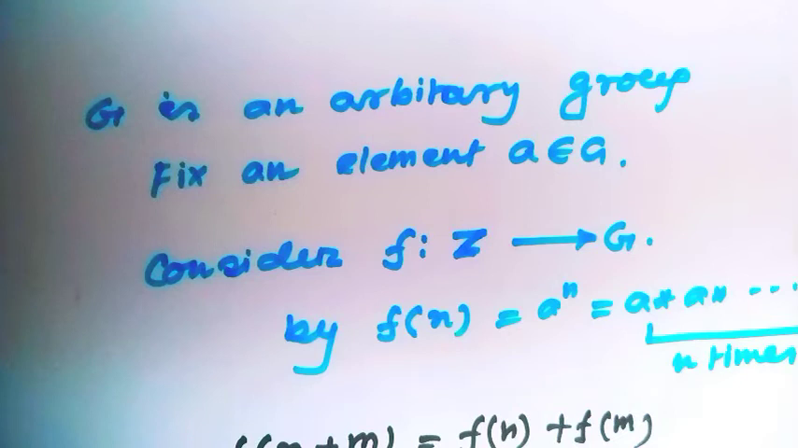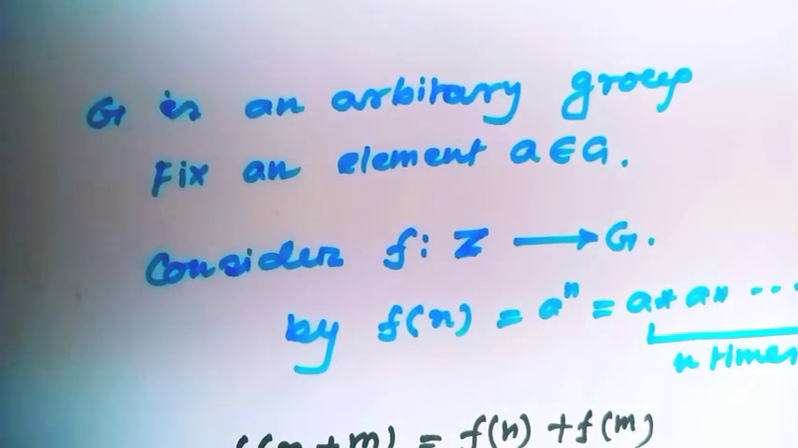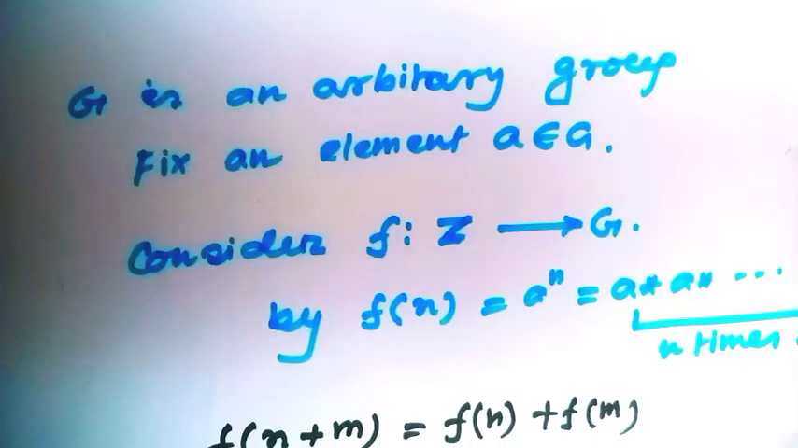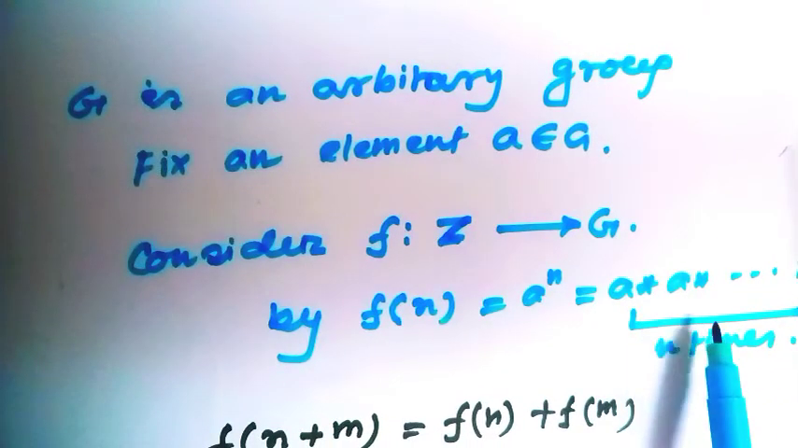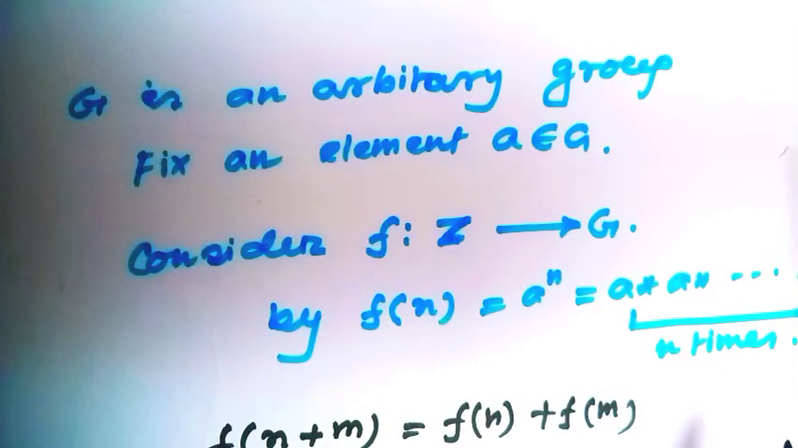Let capital G be an arbitrary group and fix an element small a in capital G. Now consider f from Z to capital G by f of n equal to a to the power n. That a to the power n means a star a up to n times. Here the star means the binary operation.